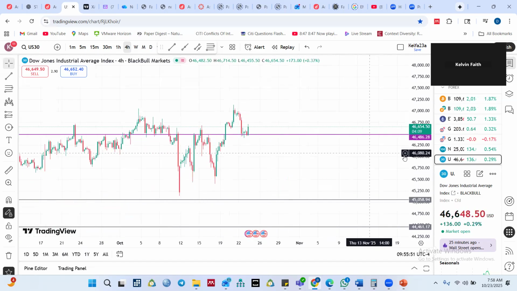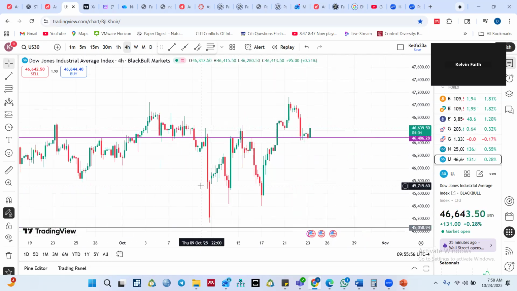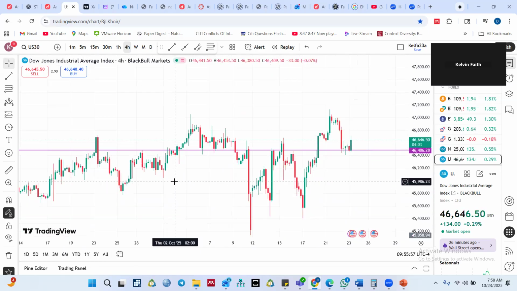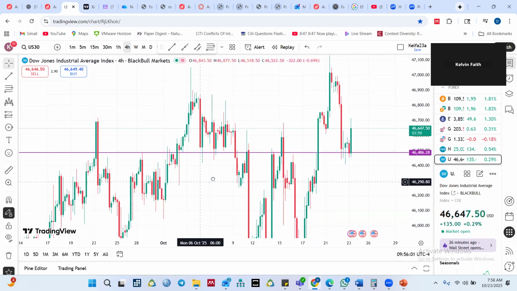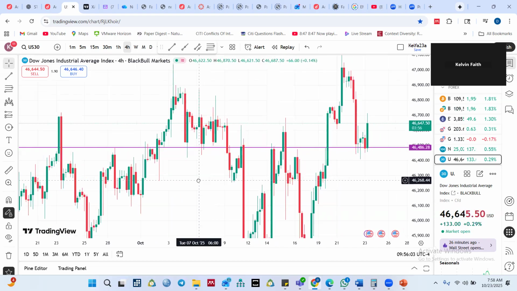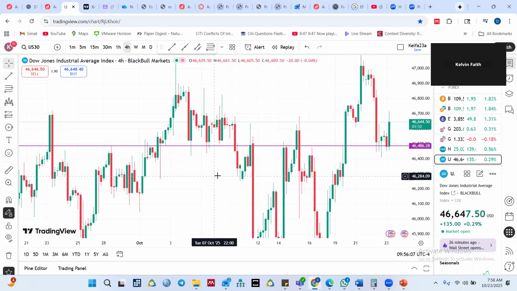I want to, one, get my PSR. Okay, that's the first thing I want to get from this 4-hour. So what is the PSR? What point on this chart right now has price used as both support and resistance?